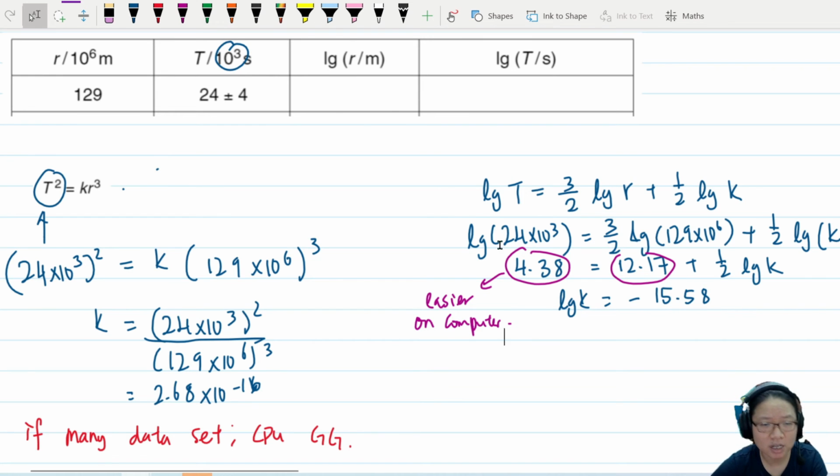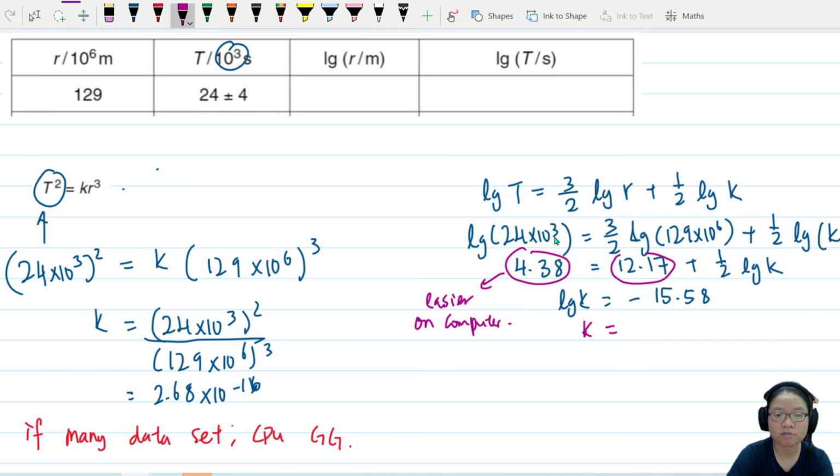Of course, you may be saying, don't I need computing power to change log 24 times 10 to the power of 3 to 4.38? You do, but the computer is pretty good at this because it is a matter of looking up a value from a graph. Remember that log graph that I drew just now? You just need to have that graph inside your code. Your computer can retrieve that data. Retrieval is easier than processing for your computer. Anyway, I'm going to continue to find my k.